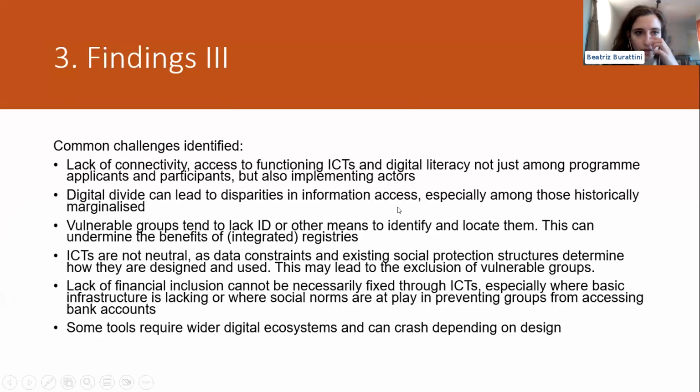Then other issues are related to the structures that are necessary for digital tools to be functional for the use of social protection. So for example, a lot of vulnerable individuals in rural areas don't actually have national IDs, or may often change their addresses depending on the country context. And that makes it really difficult to locate and identify these individuals, and that can have detrimental consequences for otherwise amazing tools like integrated registries, for example.